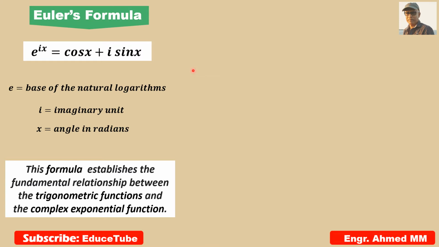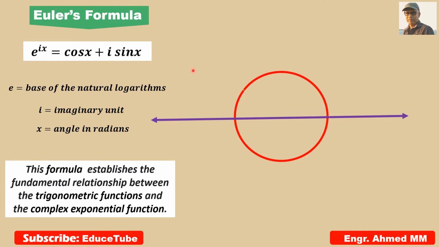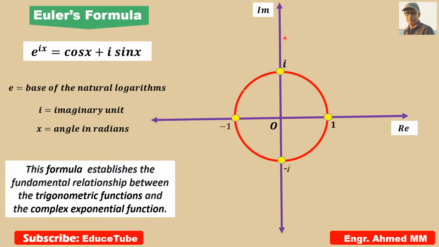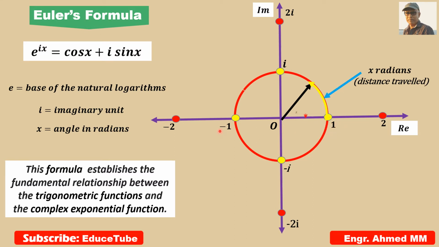So let's sketch these geometrical interpretations. It's a circle having a real axis as well as an imaginary axis. The real axis is horizontal, the imaginary axis is vertical. The intersection is O. I have taken 4 intersecting points of the circle with the axes. Here it is 1, minus 1. Here it is i, here minus i.